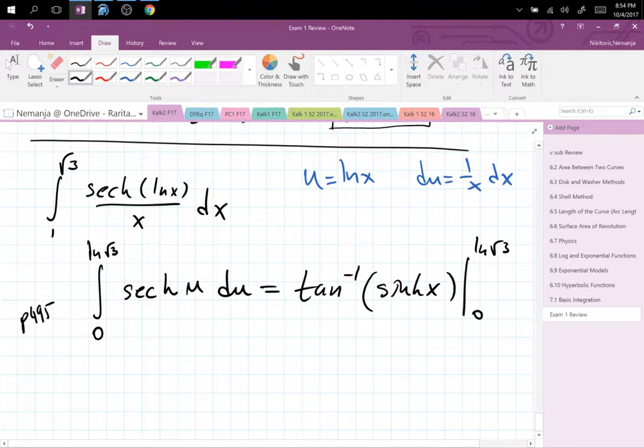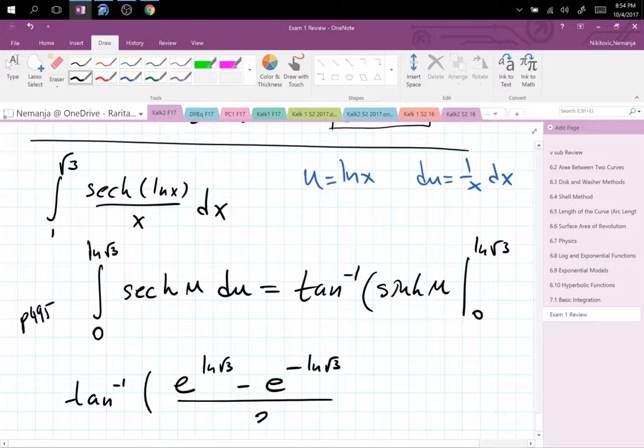U, yes. Thank you, U. Because we're going to plug this in. So now this is tangent inverse. Well, thank you, Chris, for saving us here. And then we have sine, which is e to the u, which is ln root 3, minus e to the minus ln root 3 over 2.